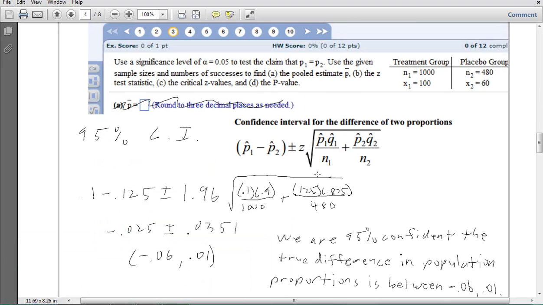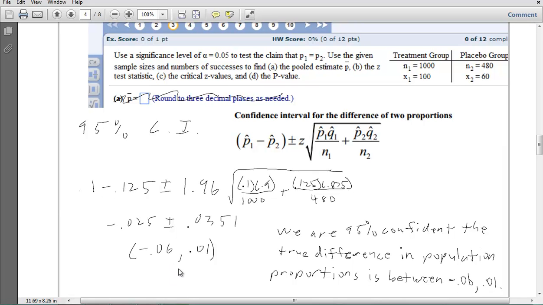And then this is our standard error measurement, which is the same one we used for the hypothesis test. So it's just P1 hat, Q1 hat divided by N, plus P2 hat, Q2 hat divided by N. So we calculate this margin of error right here, which is about 3.5%, which means if you add and subtract 3.5% to negative 2.5%, you get negative 6% to positive 1%.